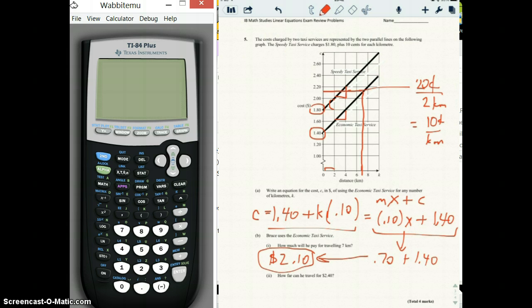Now the last part is, how far can you travel for 240? Now 240 is the cost, right? So you could do this with algebra. You could say 240 equals 140 plus k times 0.10. Or you could do it graphically. If you look at 240 here, we're talking about the economic taxi service, so that would cross the economic taxi service here. So how many kilometers is that? Well, this was 8, so we're jumping by 2, so that would be 10, right? So the answer would be 10 kilometers.